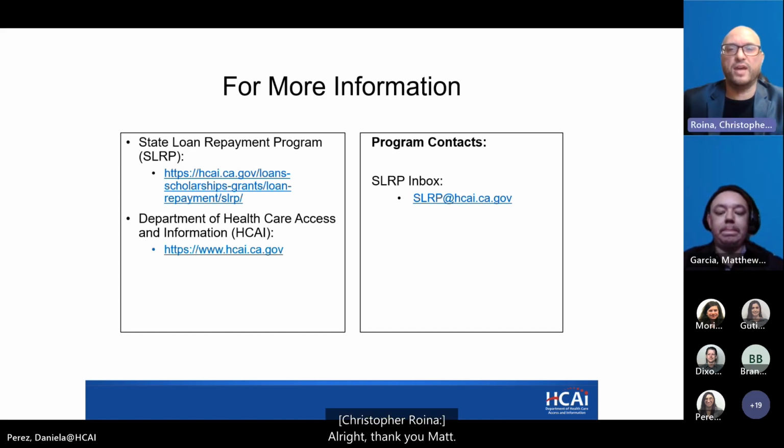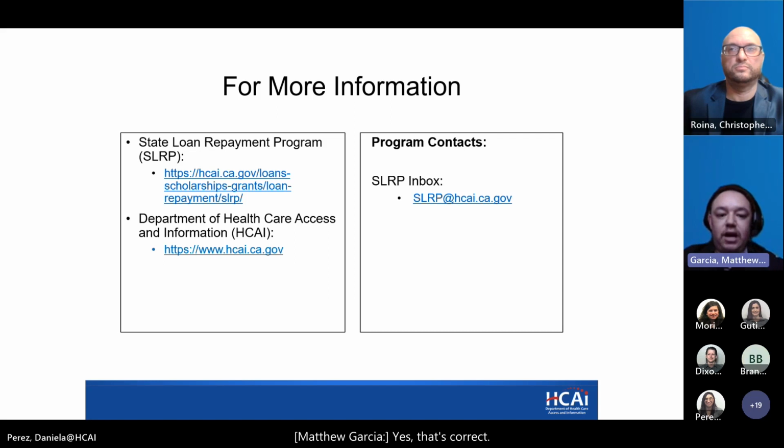All right, thank you, Matt. Stephanie asks, the HCAI contract starts March 2024. Does this mean hours don't start counting until March 2024? Yes, that's correct. With regard to your service time and number of hours worked, we only consider for the SLRP any time worked from the start of your service obligation until the end of your service obligation.